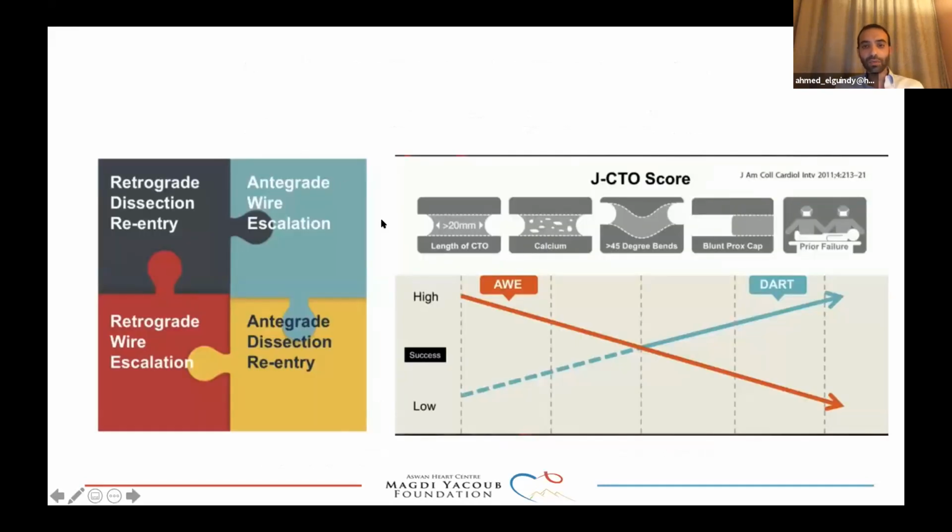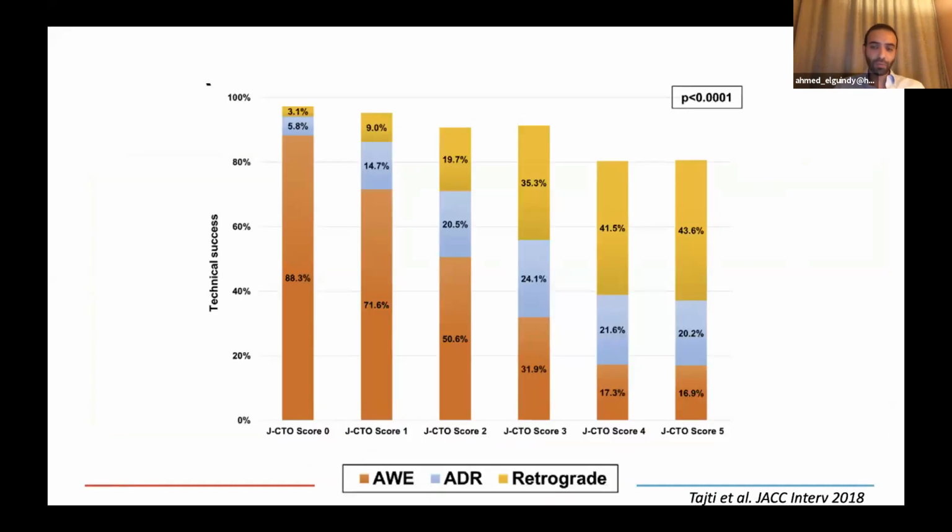And the reason is we now know that the more complex anatomy you're dealing with in terms of lesion length, burden of calcification, tortuosity, bluntness of the proximal cap, and the presence of a prior failure, which are the five components of the JCTO score, the more unlikely it is that your antegrade wire escalation techniques would work. And you will have to rely progressively, as complexity increases, on dissection and re-entry therapies, whether they are antegrade or retrograde. And we again know this from the PROGRESS CTO registry.